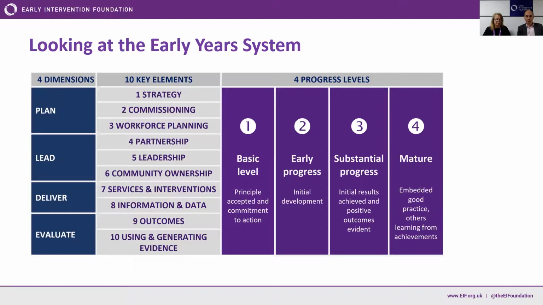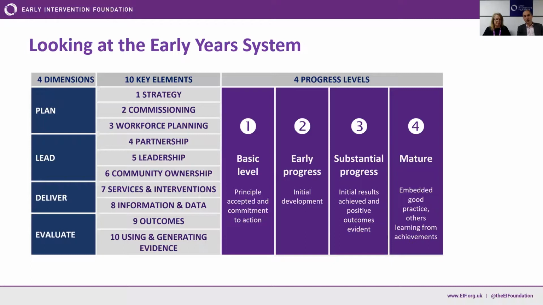The matrices have four dimensions: plan, lead, deliver and evaluate. They are broken down into 10 key elements, as you can see. For each of those, we identify four progress levels. And at each of those progress levels, we have descriptors which say what you might expect to see at basic, early, substantial, or mature levels.